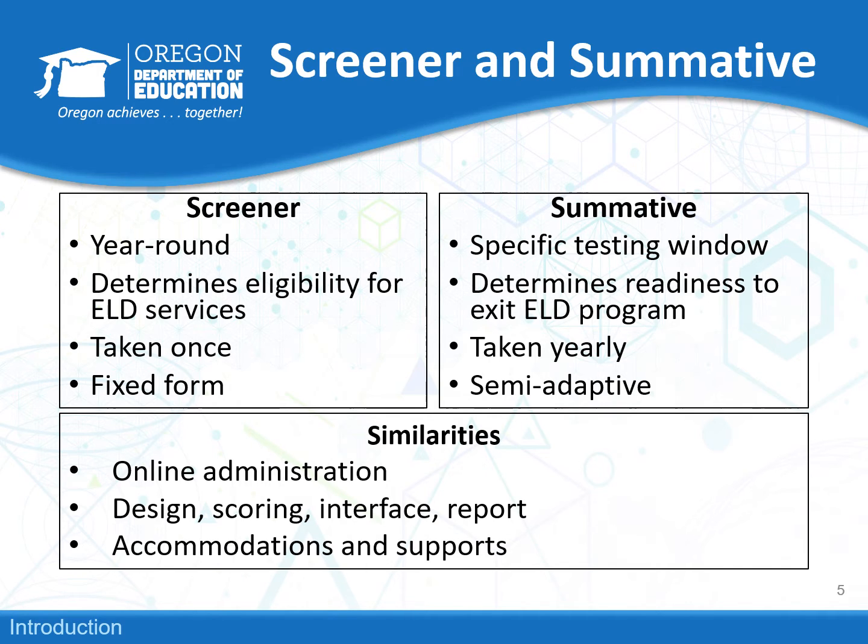The screener is a fixed form, which means that at a given grade level, the test always presents the same items in the same order. The summative is semi-adaptive, which means that where possible, the test chooses which items to deliver and in which order based on student performance. The format, scoring, and appearance of the summative and screener are quite similar. It would be difficult for a casual observer to immediately differentiate between a screener administration and a summative administration. Note that all accommodations and supports available for summative testing are also available for the ELPA screener.